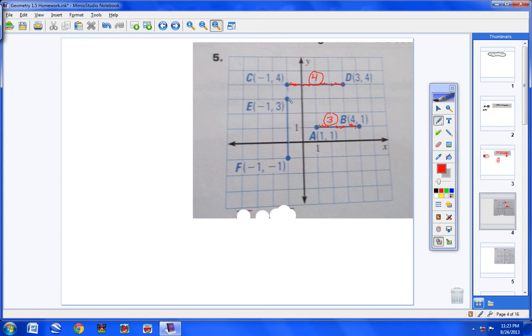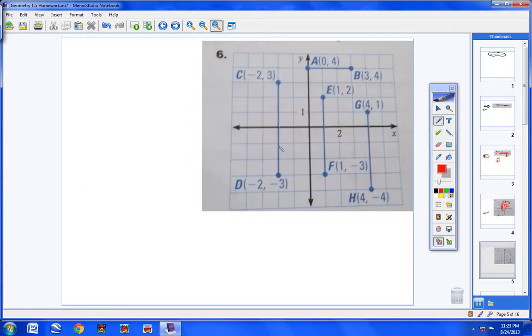Now let's find the length of segment EF. 1, 2, 3, 4. So EF has a length of 4. So obviously this segment here and this segment here are congruent. So what you would write then is CD is congruent to EF. We'll write it like this. Okay? So there we go.